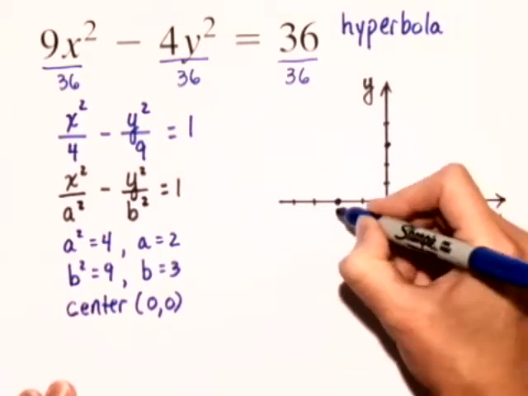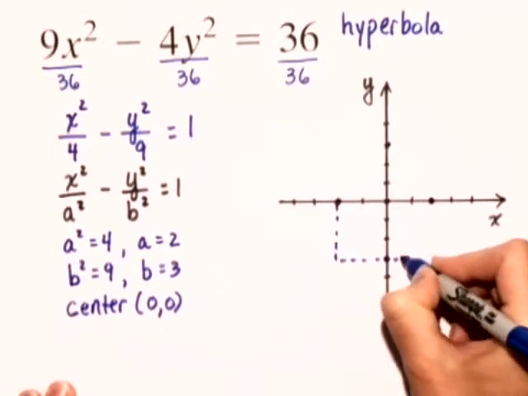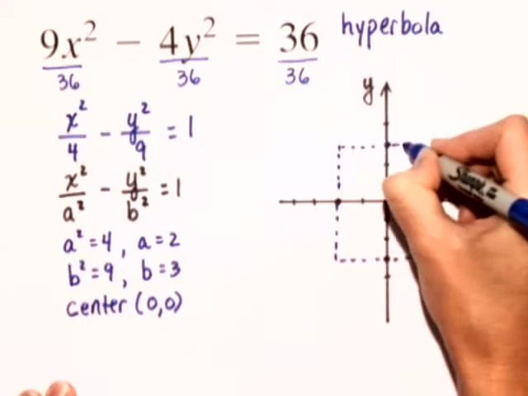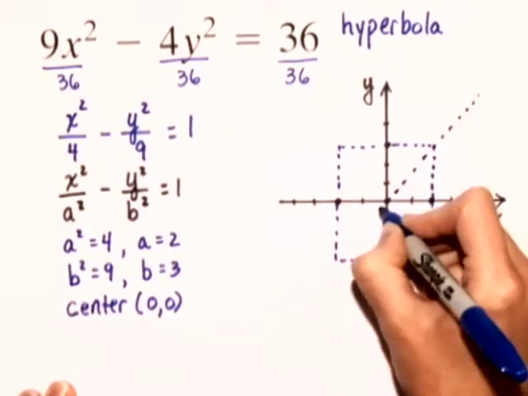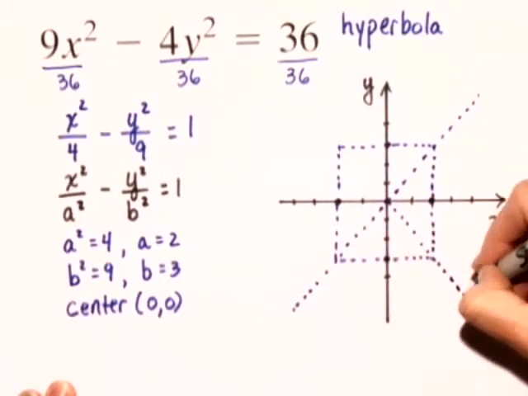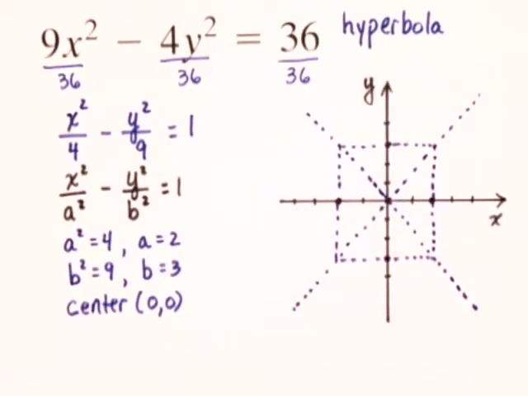And then we'll draw a rectangular box containing those 4 points that I just graphed, and we'll draw diagonals through the corners of this rectangular box. These diagonals are the asymptotes that will help us draw the hyperbola. Now we need a couple more pieces of information.